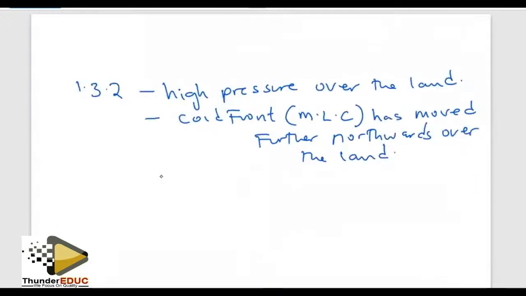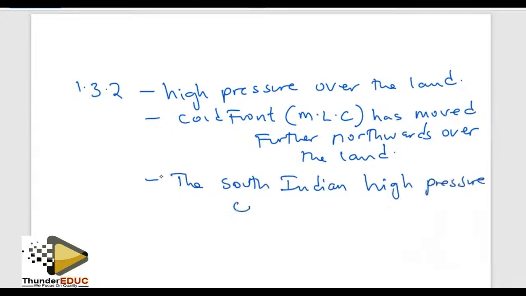So that's why we could as well say the South Indian high pressure cell has moved further north.